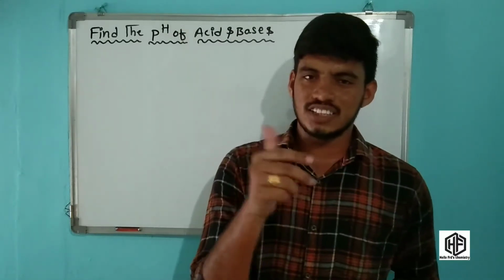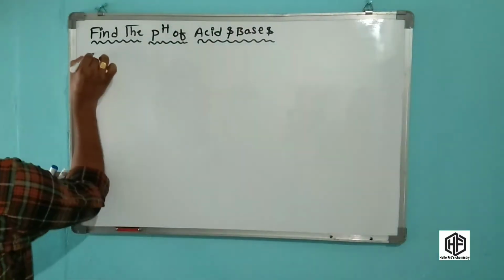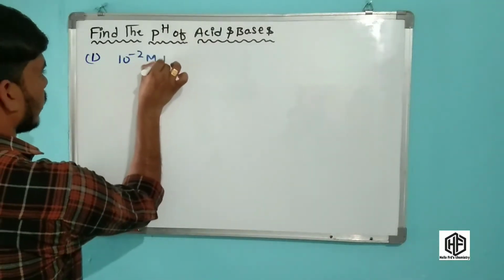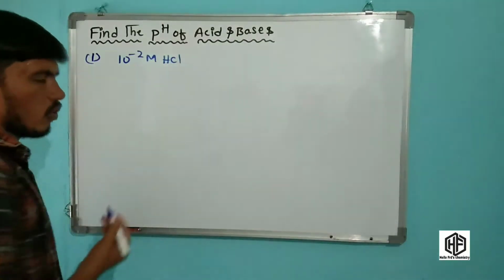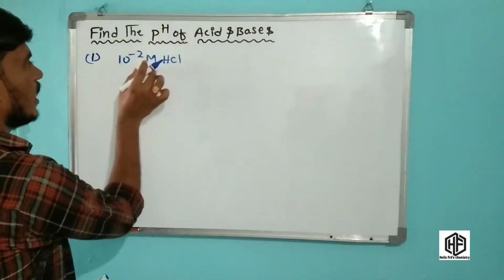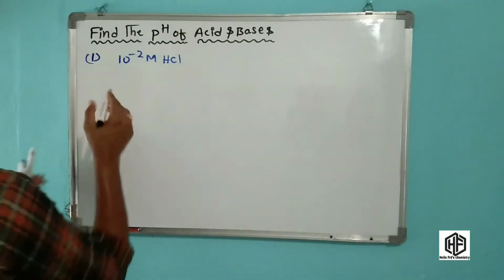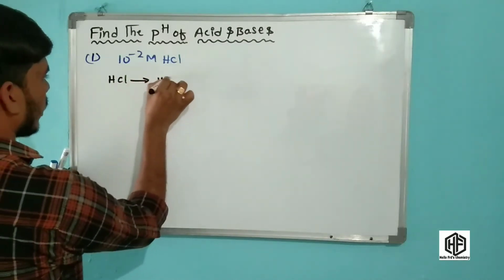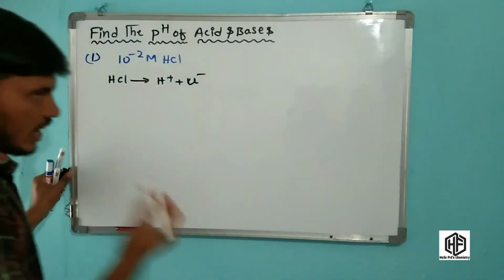Now let us start this section, see this board. Friends, the first example is 10 to the power of minus 2 molar HCl. The concentration of HCl is 10 to the power of minus 2. Find the pH of this problem. First of all, you know that HCl is a strong acid. It dissociates into H plus and Cl minus ions.